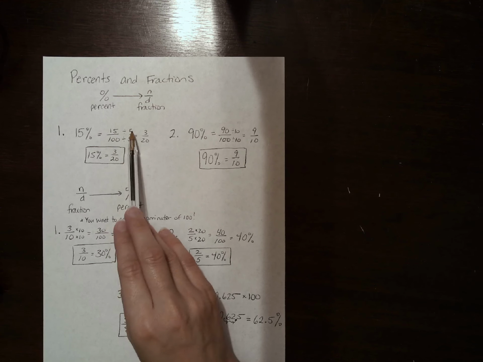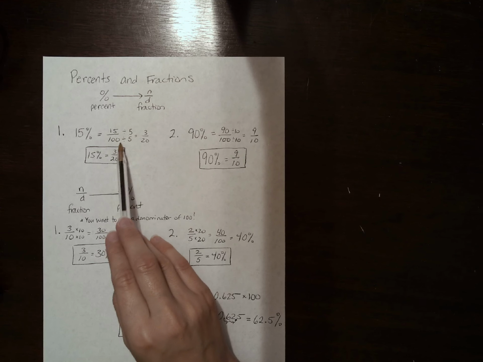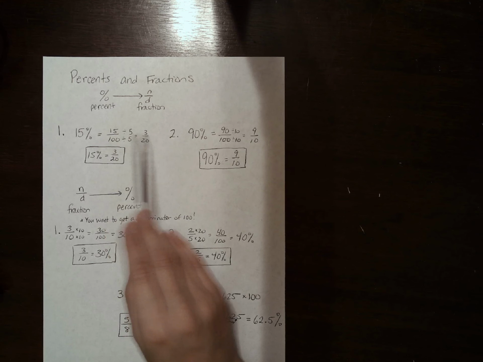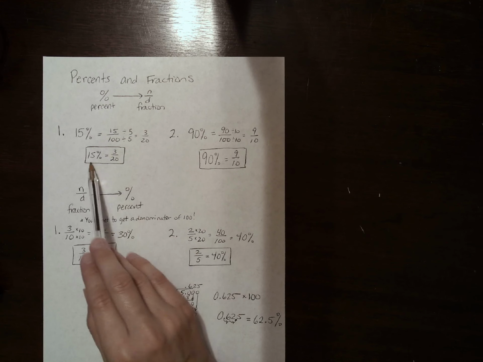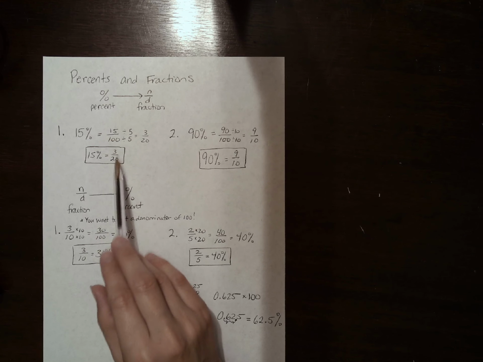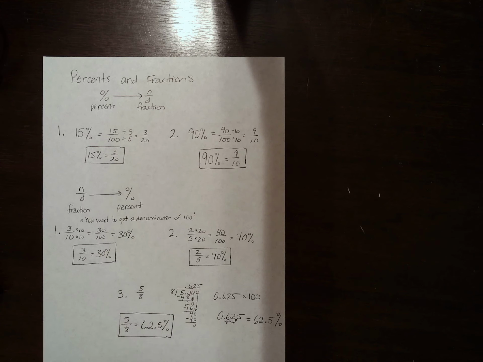So 5 is the greatest common factor of 15 and 100. So 15 divided by 5 is 3. 100 divided by 5 is 20. So 15% is equal to 3/20 as a fraction.